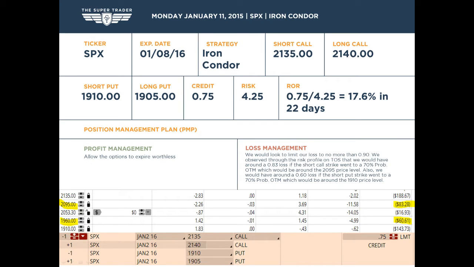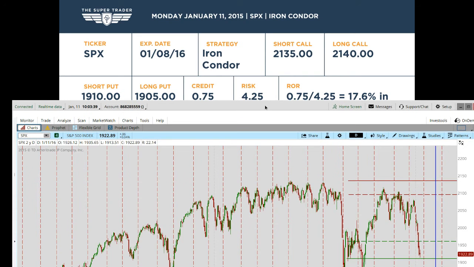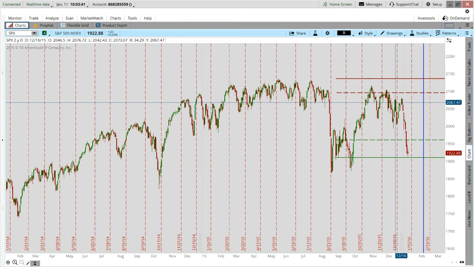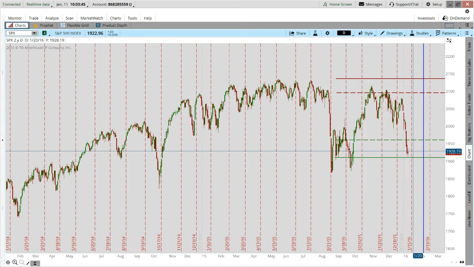So let's go ahead and pull up our chart here and take a look at the overall broad market. Again, we've had a nice pullback here. We are coming into what could be a support area, but it's tough to say. It's so short term, I'm just not quite sure.